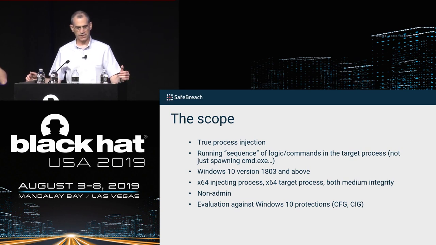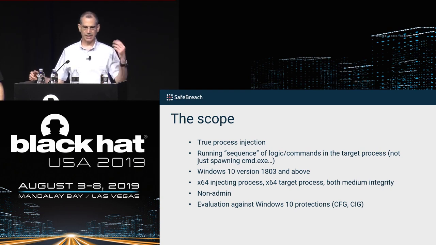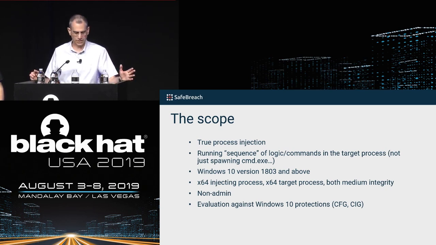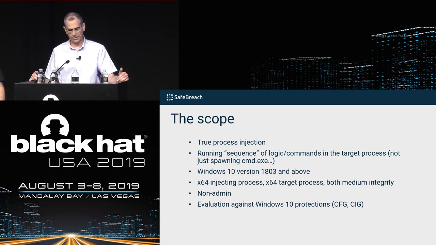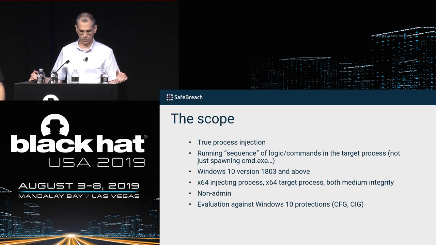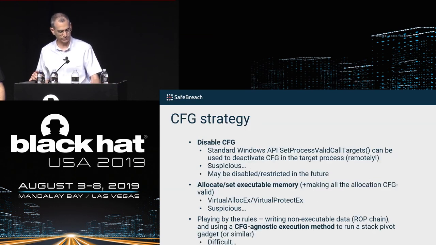So the scope of our research is therefore true process injection, running a sequence of logical commands in the target process, as opposed to making the target process spawn another process, which is far less interesting. Recent Windows 10, let's say version 1803 and above, 64-bit injecting process, 64-bit target process, both medium integrity, no requirement for administrative rights. And we wanted to evaluate the process injection techniques against Windows 10 protections, specifically CFG and CIG.